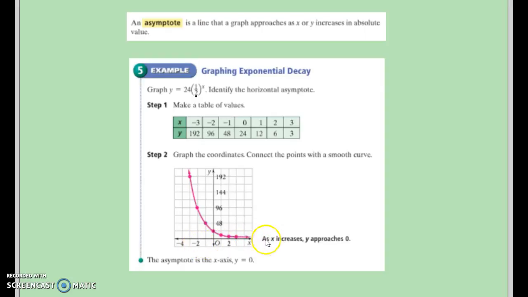So as x approaches infinity, right, as x continues, if I move my cursor back and forth along the x-axis, as x approaches infinity, so it keeps getting bigger and bigger, y approaches 0, right, because it approaches but never actually touches my x-axis. So I know that my asymptote, the thing that my graph approaches but never touches, is y equals 0.